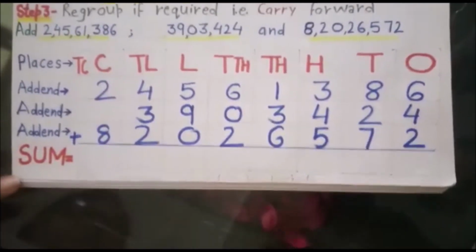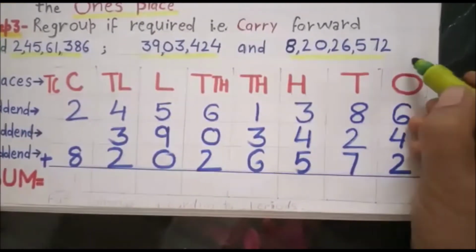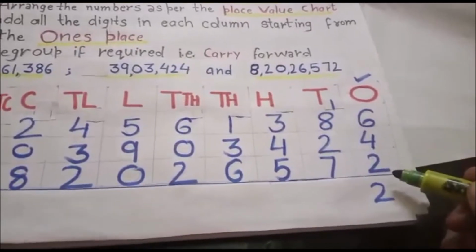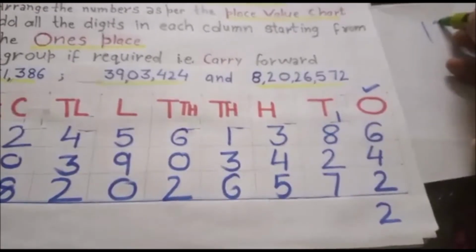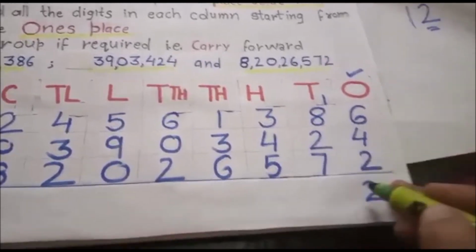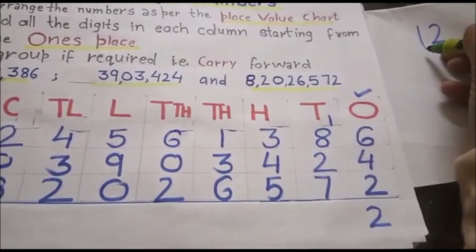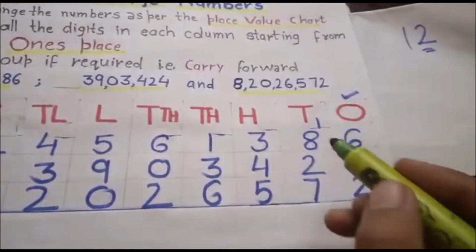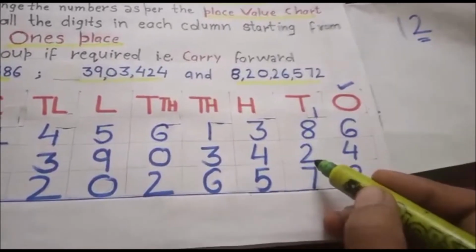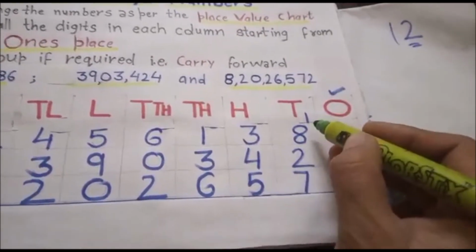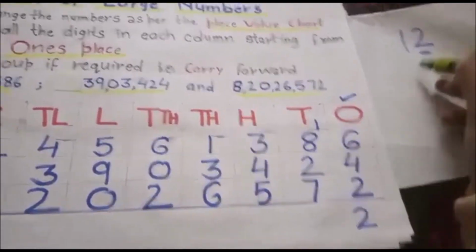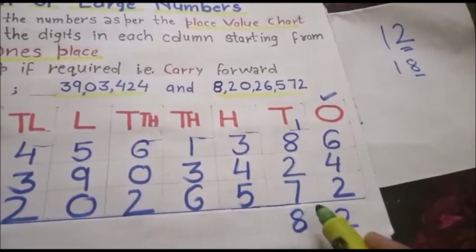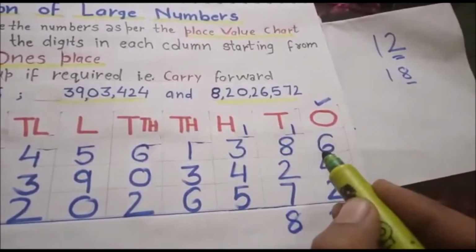Now start adding. First we will start from ones place. Here we have 6 plus 4 is 10, 10 plus 2 is 12. Since 12 is a 2-digit number, 2 will be written here and 1 at tens place will be carried forward here. Now again 8 plus 2 is 10, 10 plus 7 is 17, plus 1 is 18. So 18 is again a 2-digit number, so 8 will be written here and 1 will be carried forward.